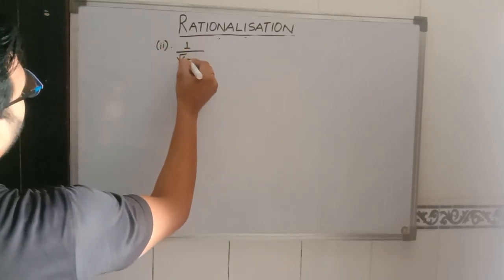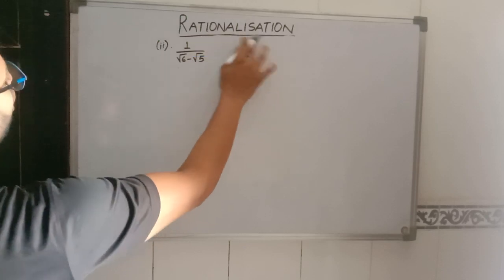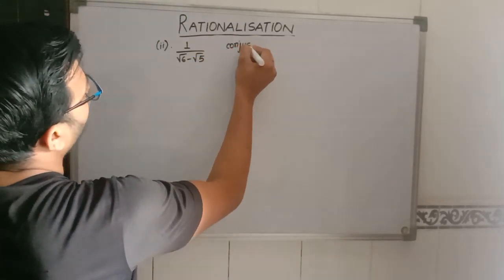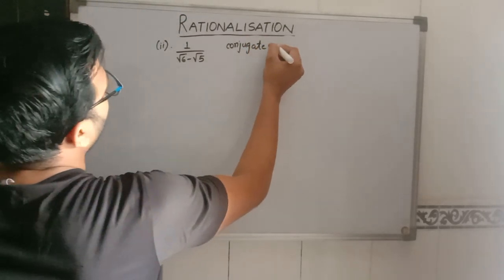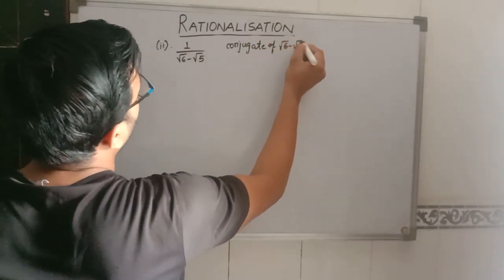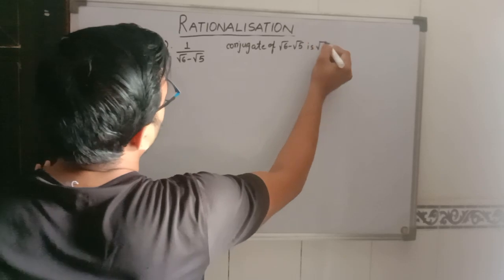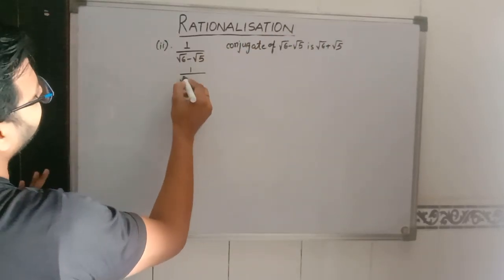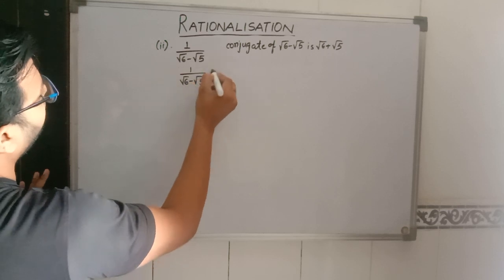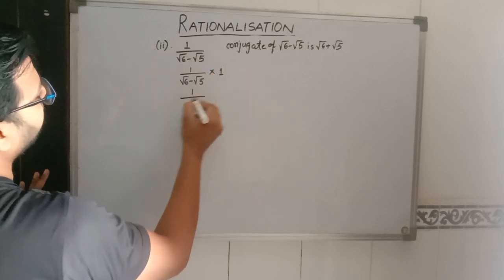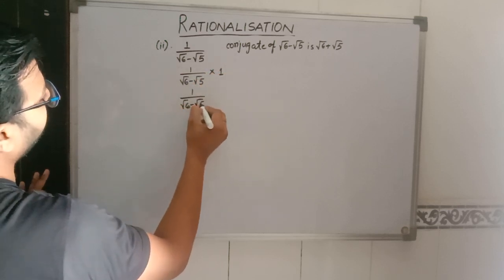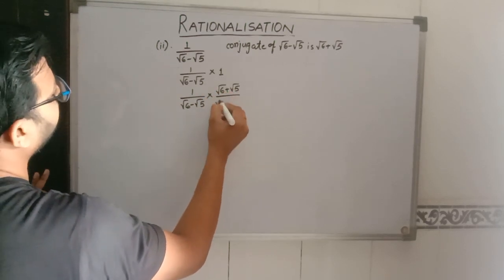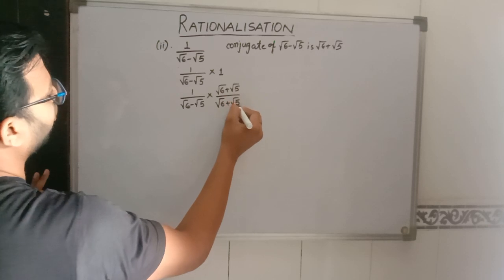Now on both numbers a square root sign is there, so no problem. First of all, you will write that the conjugate of root 6 minus root 5 is root 6 plus root 5. Only we have to change the sign. Now we can write it as 1 upon root 6 minus root 5 multiplied by 1. Now we are just converting 1 into the same numerator and same denominator. So the numerator is root 6 plus root 5, and the denominator is root 6 plus root 5.